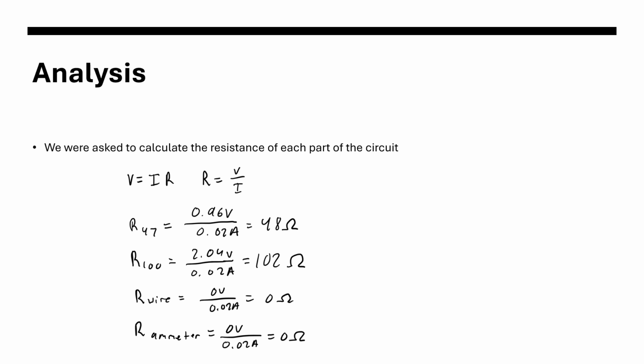Now we have to calculate the resistance of each part of the circuit. Using the values we calculated, we can again reorganize Ohm's law, and we get that the resistance in the 47 ohm resistor is 48, which is pretty close, so that makes sense. Same thing with the 100 ohm resistor, it's 102, which is pretty close to 100. And the wire, since there's 0 volts across it, has 0 resistance, and same with the ammeter.